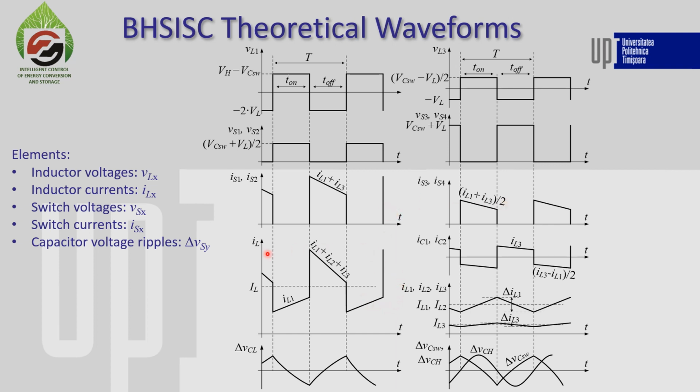And then we see an even much larger current ripple for the low voltage capacitor, and also we see a relatively large current ripple on the two switched capacitors, the regular inductor currents, and the voltage ripples on all of the capacitors.